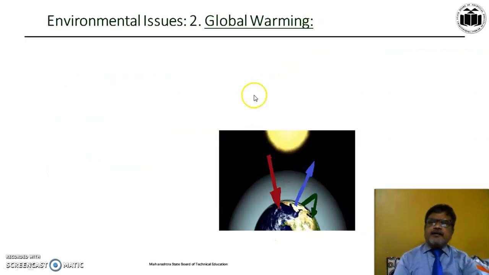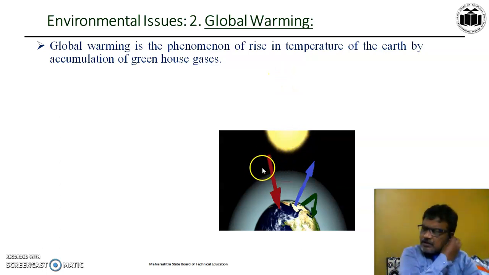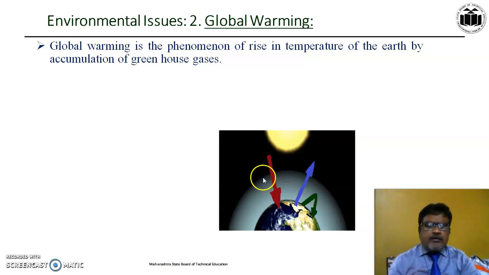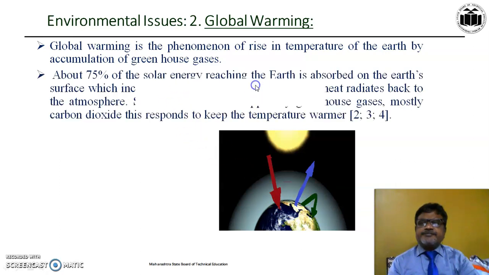Now the second issue is global warming. Global warming is a phenomenon of rise in temperature of the earth by accumulation of greenhouse gases. This picture gives you the idea about global warming. Whatever infrared rays come to the earth's surface, some rays are reflected, but some rays come again into the earth's surface, by which the temperature of the earth increases.